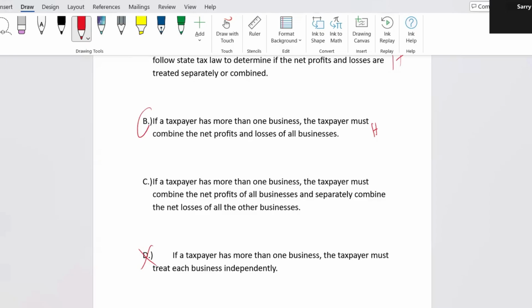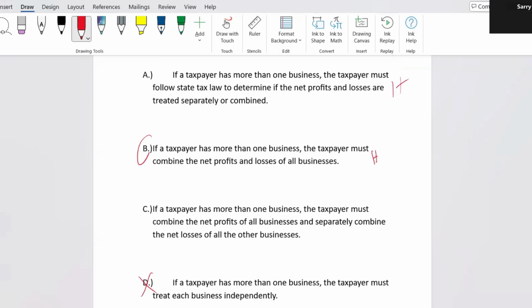And then just to add another note, the difference between the rest of them: it's not separately, so we would eliminate that one. Then C, if a taxpayer has more than one business, the taxpayer must combine the net profits of all businesses, separately combine the net losses of all others. So this is also incorrect. So you net all profits and losses. An additional note: if the net income from all the businesses is $400 or more, then you're subject to SE tax, which is self-employment tax, which is essentially the payroll taxes for a self-employed person.